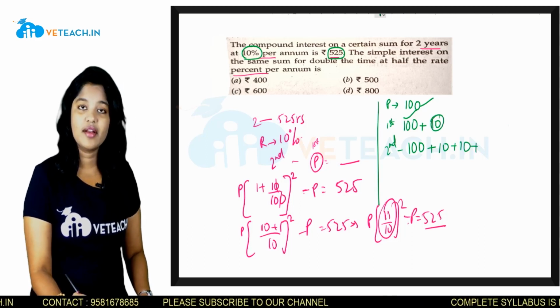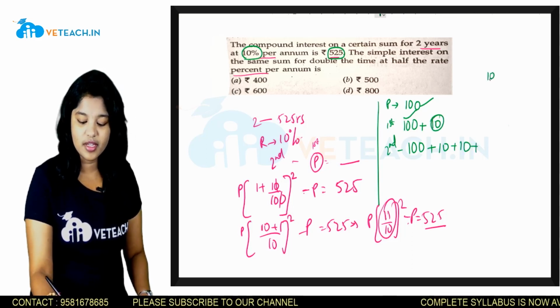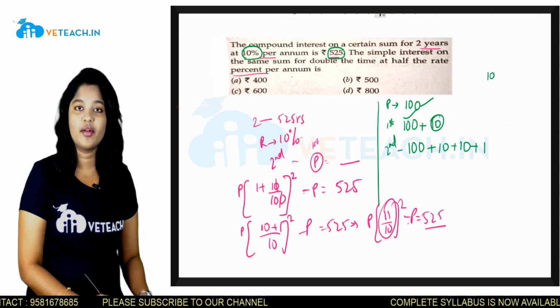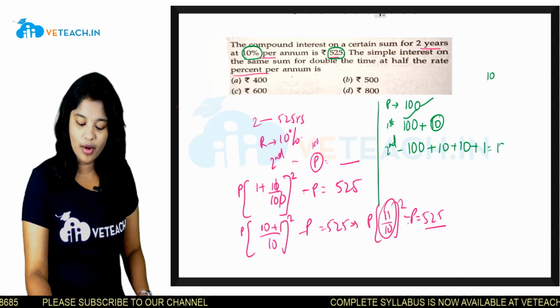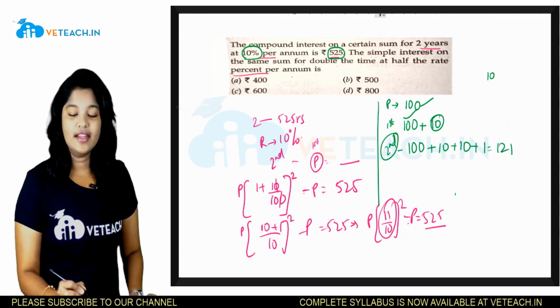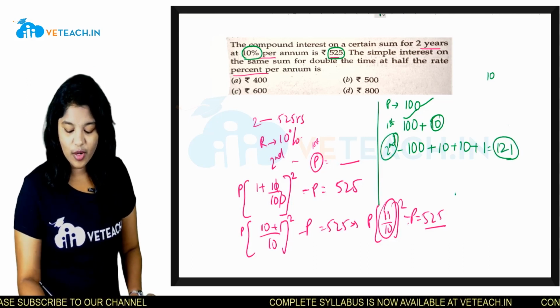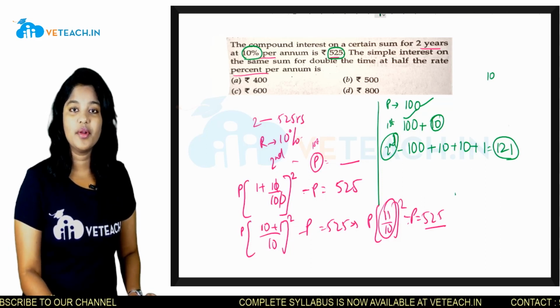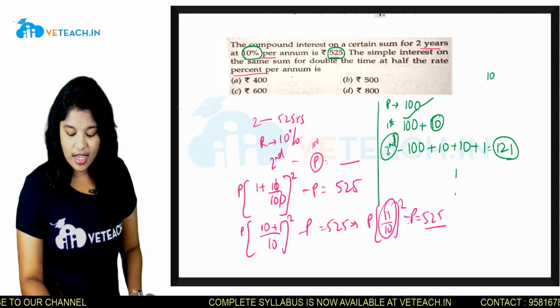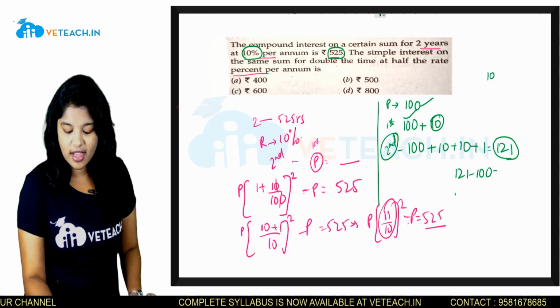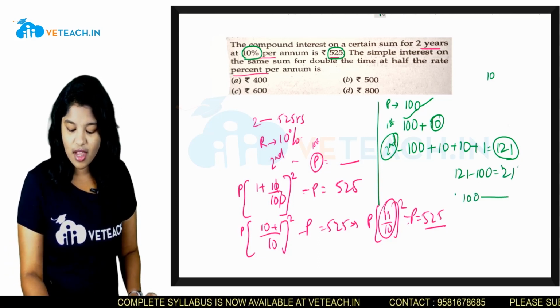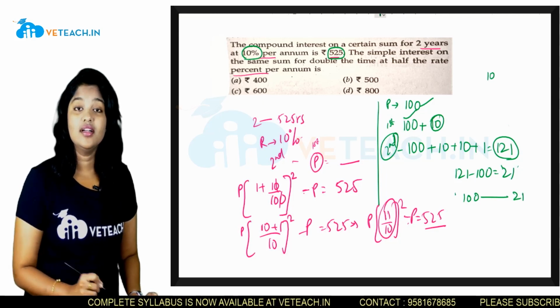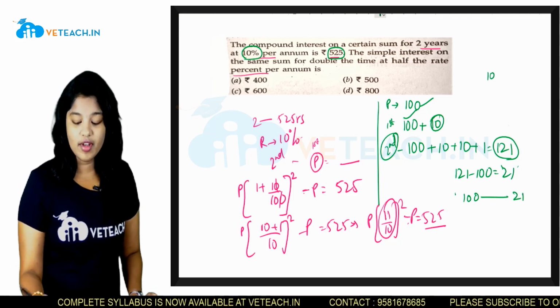And the interest on 10 rupees, at the rate of 10%, is 1 rupee. 100 plus 10 plus 10 plus 1 is equal to 121 rupees. At the end of 2 years, the sum will be 121. So the interest at the end of 2 years is 121 minus 100, that is equal to 21 rupees. So when the principal amount is 100 rupees, the interest is equal to 21 rupees.